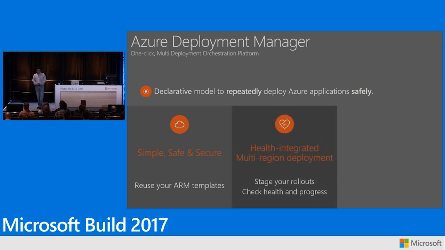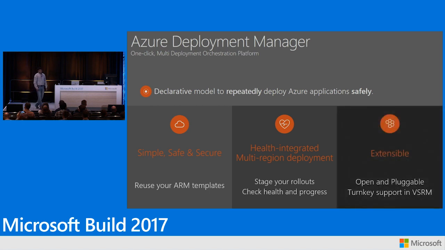We introduced a health integrated rollout mechanism, which basically means that you roll it out once, you govern your rollout based on some health signals that your service or your application emits. You don't have to handhold your applications. If you have multiple stages or environments, you can roll them out in stages with health checks, of course. And lastly, we built this with a very open and pluggable model in mind.